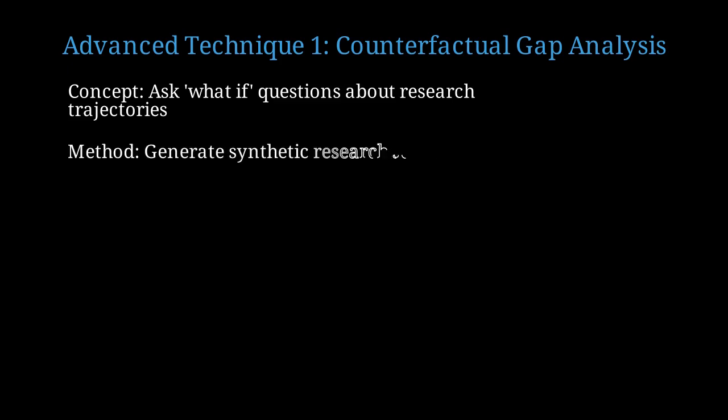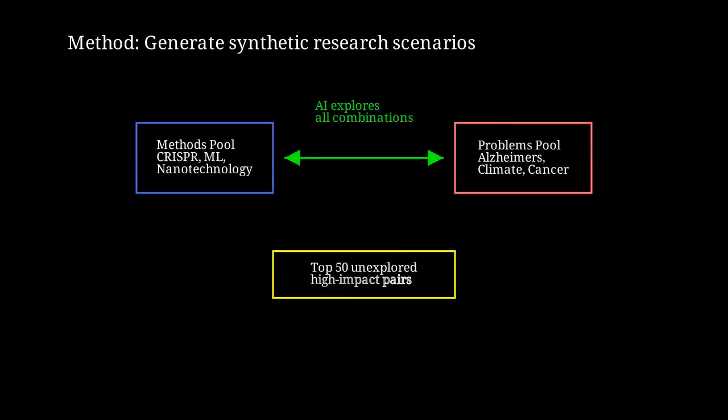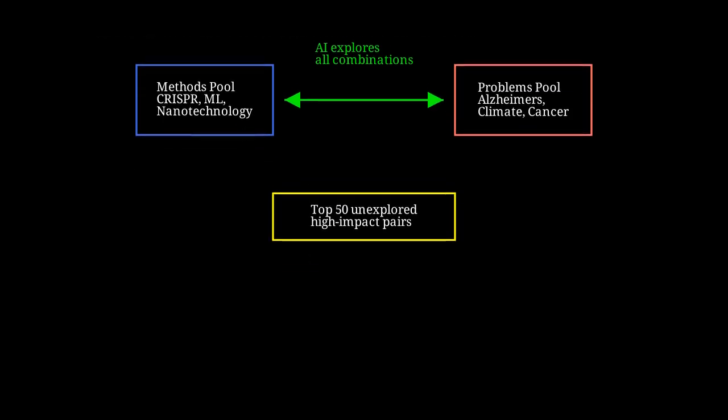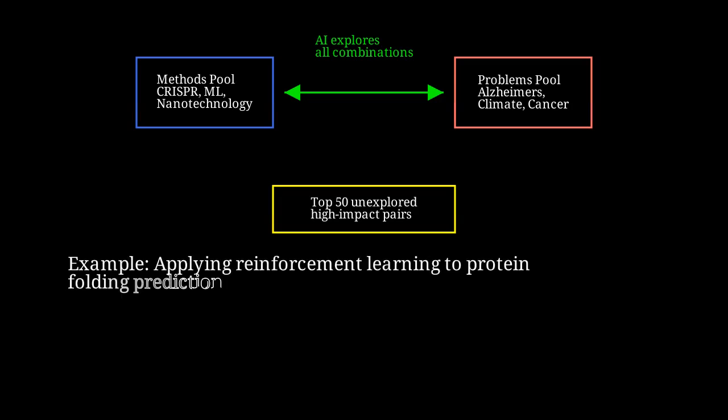The AI generates synthetic research scenarios by combining unexplored method-problem pairs, then evaluates their potential impact. The AI systematically explores combinations of methods and problems, ranking unexplored pairs by predicted impact based on citation patterns and field momentum. One notable example was applying reinforcement learning to protein folding prediction, which led to AlphaFold 3's breakthrough performance in 2024.